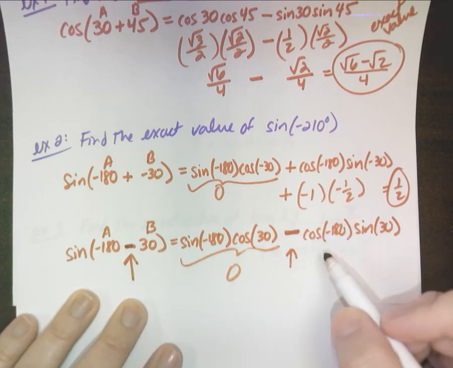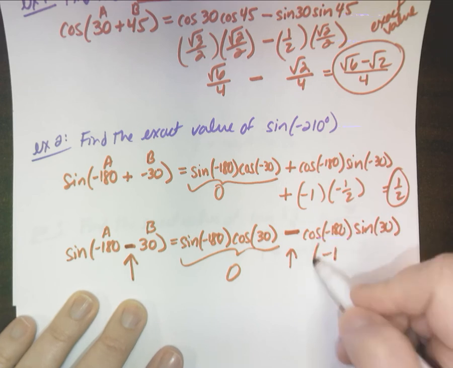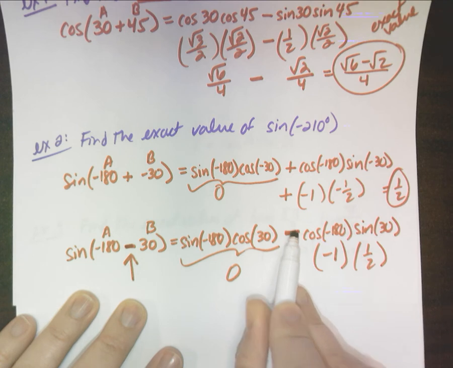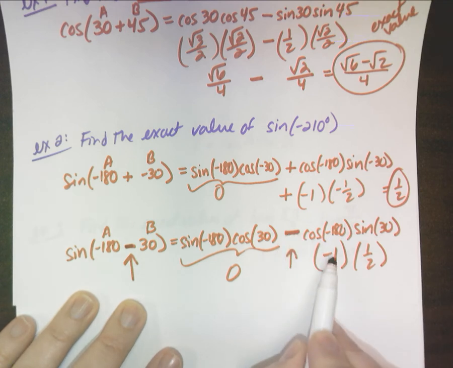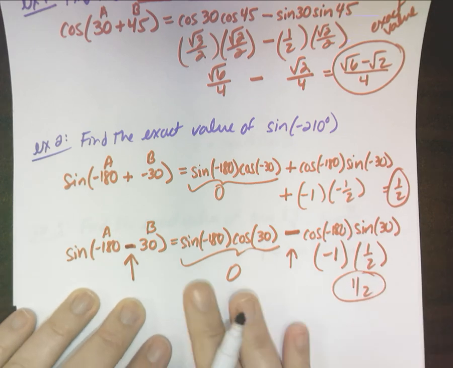This will be 0. Cosine at negative 180 is negative 1. And sine of 30 is 1/2. But then notice you have the minus sign right here. So you're minusing a negative 1 times 1/2. You would end up with 1/2 again.